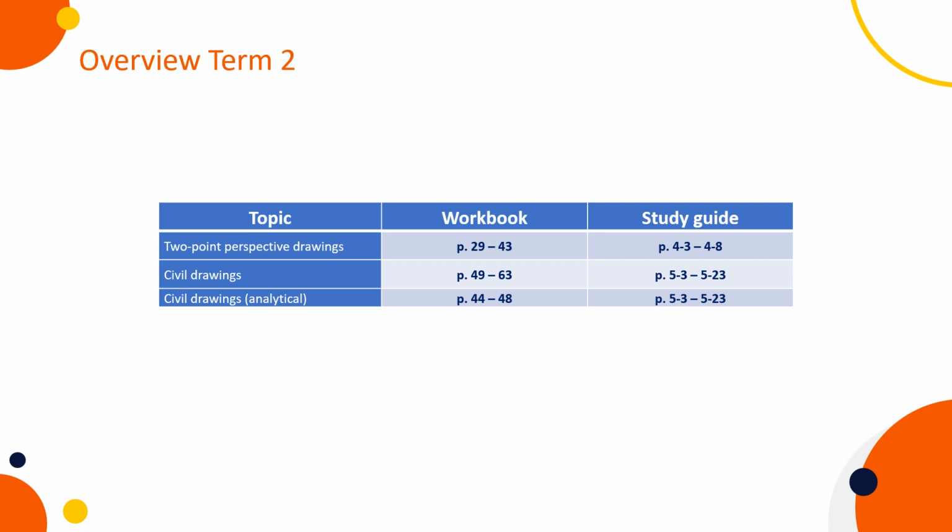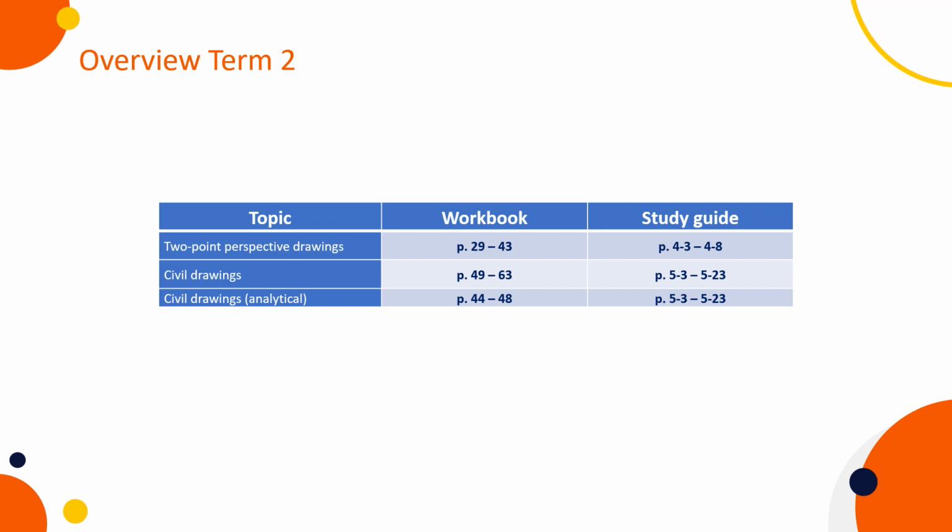We then looked at your 2-point perspective drawings, civil drawings, and civil analytical. So the 2-point perspective was page 29 to 43 in your workbook, and 43 to 48 in your study guide. The civil drawings, the analytical started page 44 to 48, then the physical drawings itself was 49 to 63, and then in your study guide it was page 53 to 523. So this is what you've done in term 1 and term 2 in terms of drawing content.